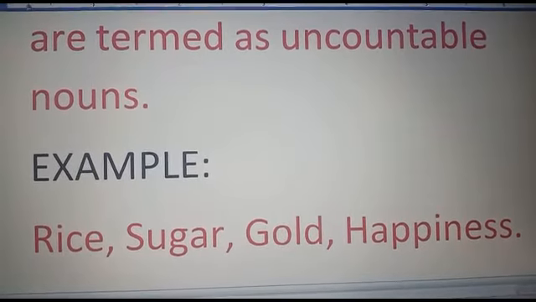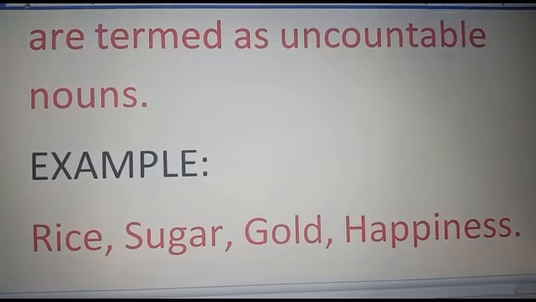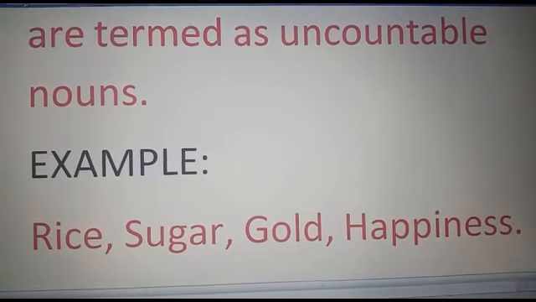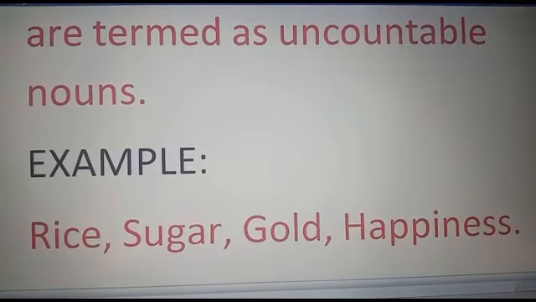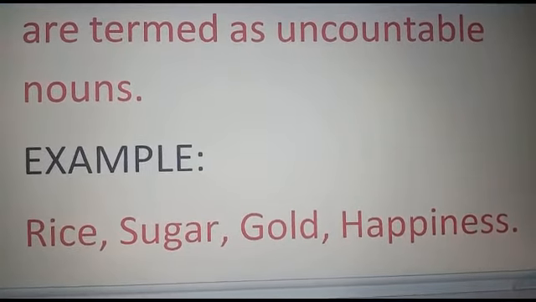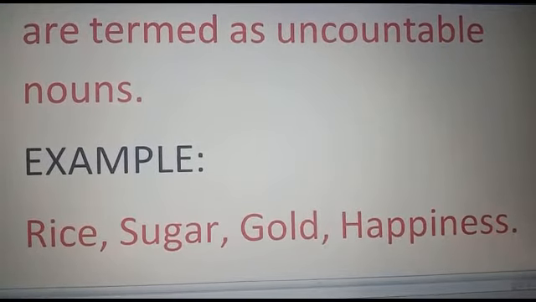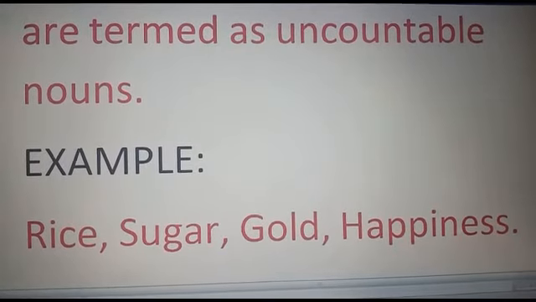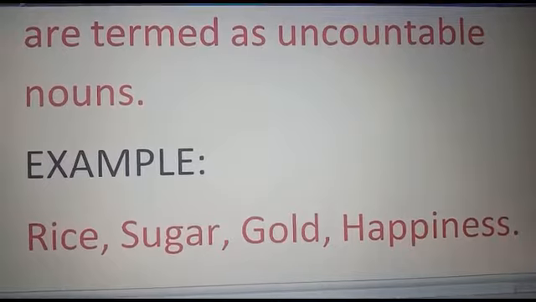I hope you are understanding it. Sugar, again the same case, you can measure it, but you cannot count it. Talking about gold, happiness. Okay, so keep it very clear. If you have any doubt, just check it again, and you can ask me if you have any other doubt. Okay, so just keep it in mind. It's very important about uncountable nouns. People generally get confused about it. Okay, but I hope it's clear to you guys.